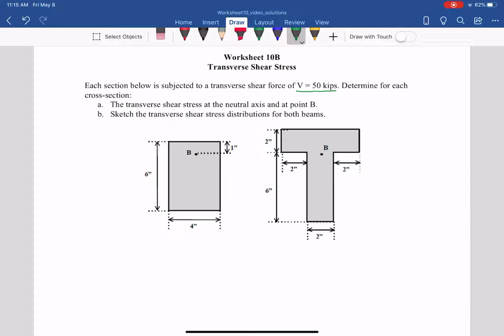First, determine for each cross section. They give us the cross sections, in this case a rectangle. I call that a box beam. And the other one is the T shape, so I call that a T beam, so it's easy to refer to later on.